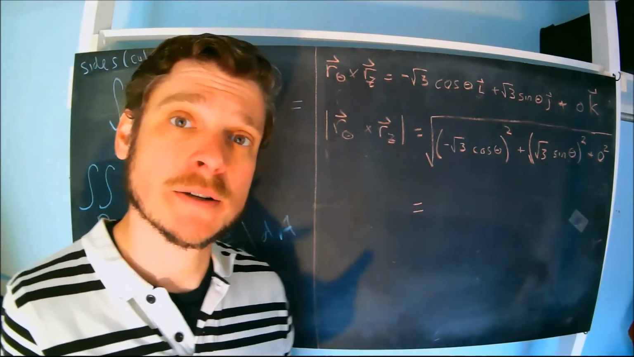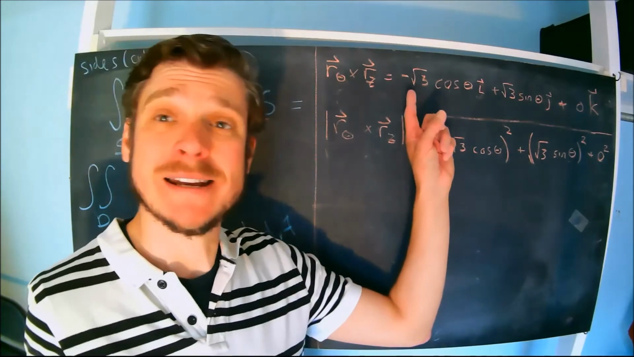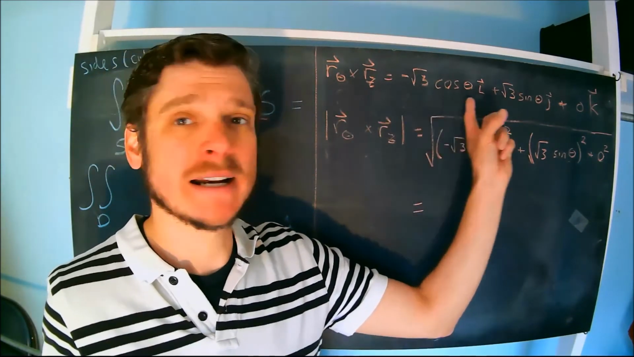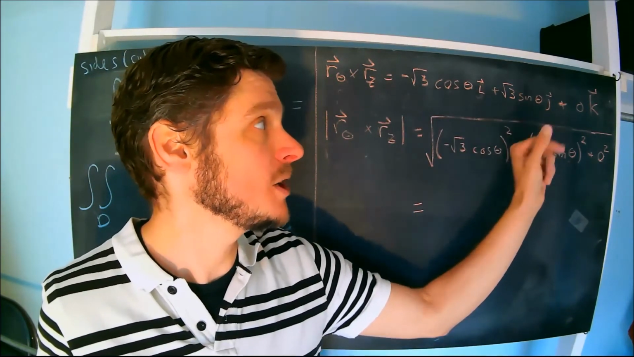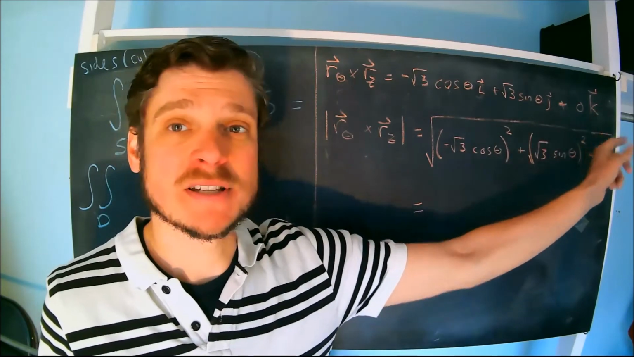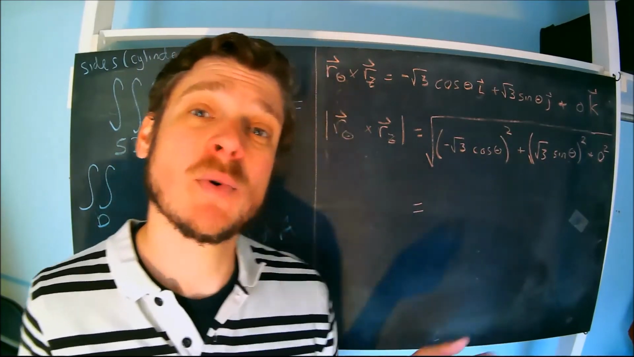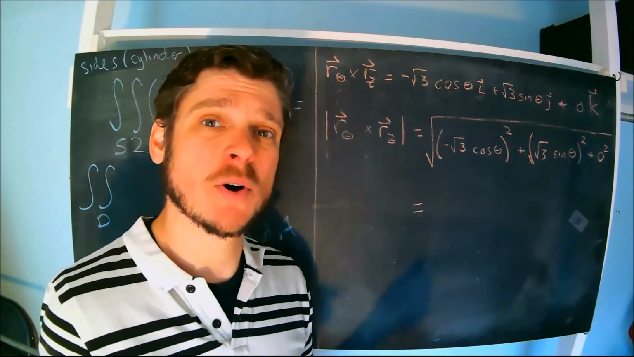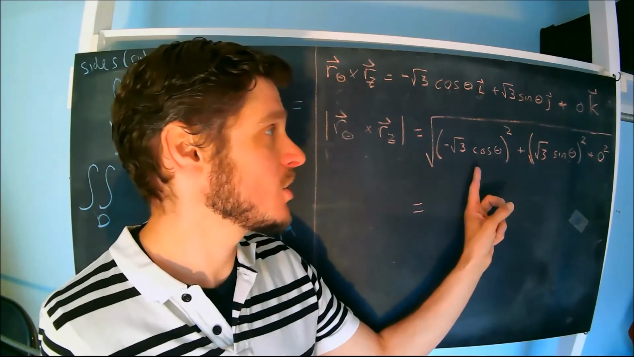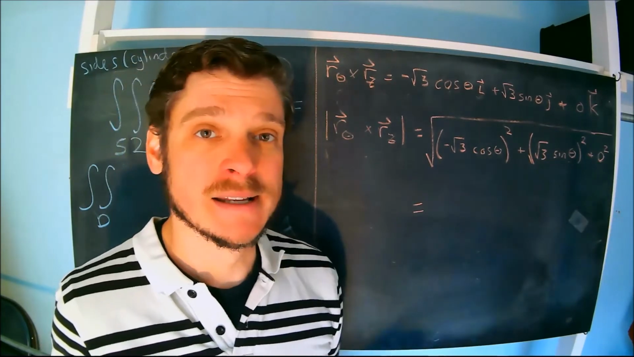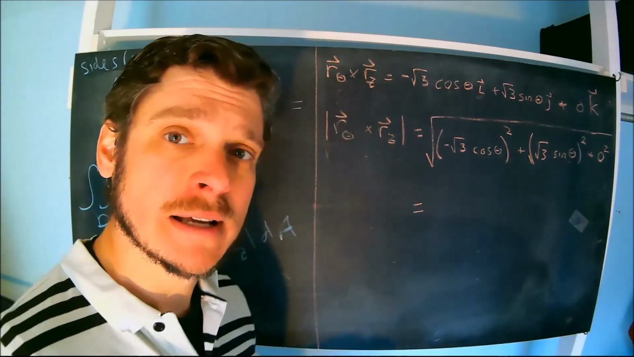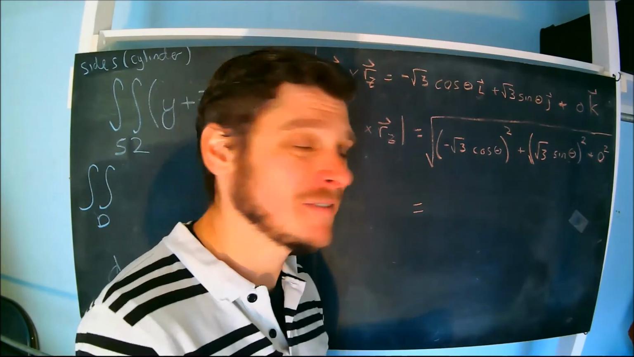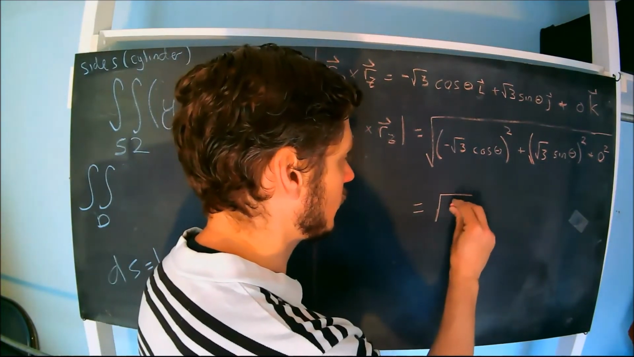Alright, did you calculate that cross product? The result you should have gotten would have been negative root 3 cosine theta i hat plus root 3 sine theta j hat plus 0 k hat. And then we want that magnitude. Magnitude means we just take the square root of each of those components squared. So square each of those components, sum them, take their square root, and this one should simplify fairly nicely to root 3.